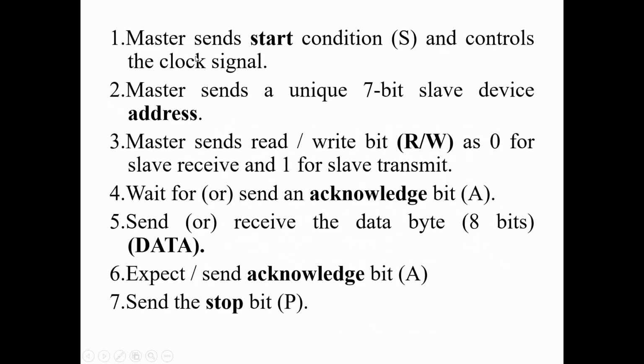The first step is master sends start condition and controls the clock signal. Second step is master sends a unique 7-bit slave device address, and then master sends read or write bit, a 0 for slave receipt and 1 for slave transmit. Wait for the slave to send an acknowledgement bit. Then we send or receive the data byte as 8 bits. Finally, send the acknowledgement bit. At last, we send the stop bit.